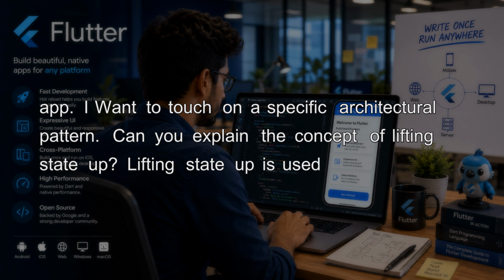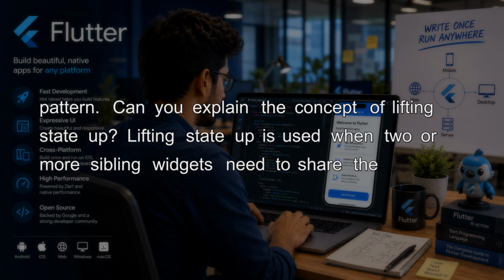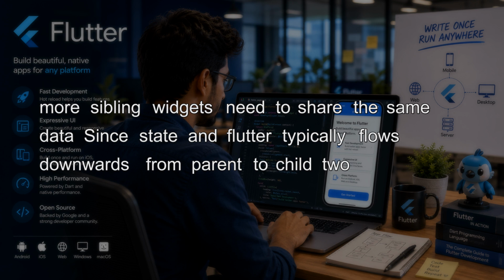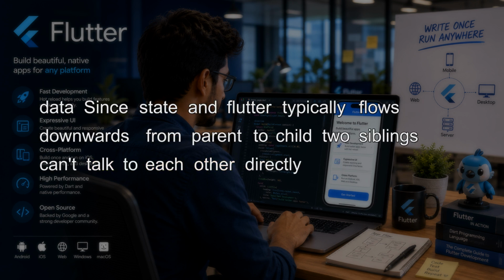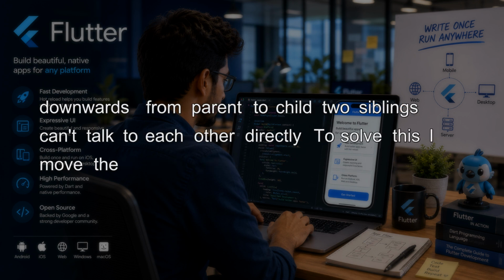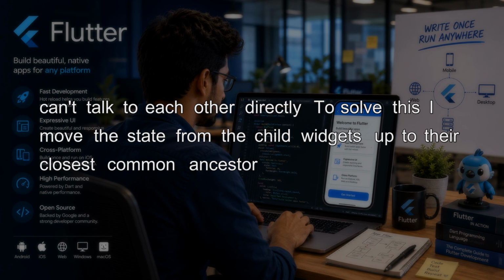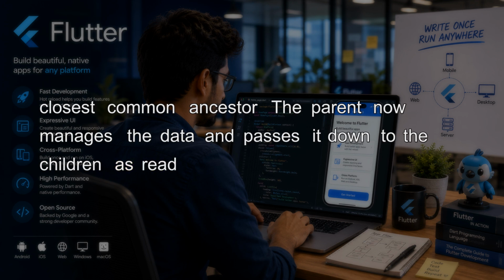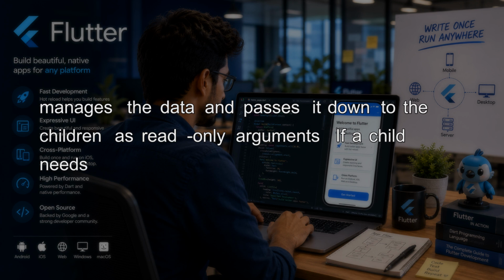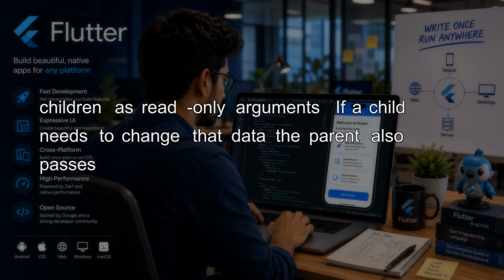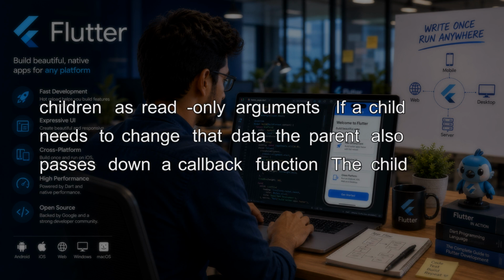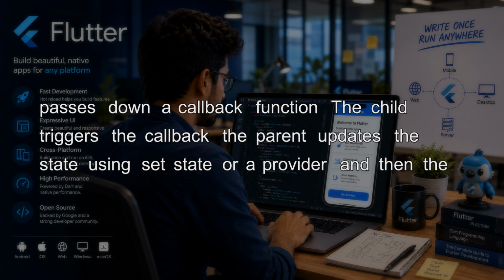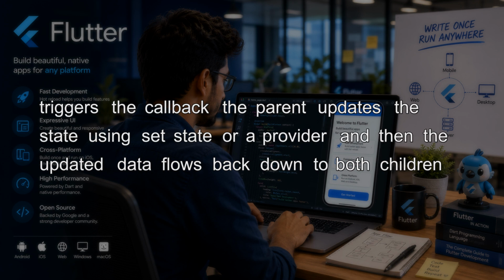Lifting state up is used when two or more sibling widgets need to share the same data. Since state in Flutter typically flows downwards from parent to child, two siblings can't talk to each other directly. To solve this, I move the state from the child widgets up to their closest common ancestor. The parent now manages the data and passes it down to the children as read-only arguments. If a child needs to change that data, the parent also passes down a callback function. The child triggers the callback, the parent updates the state using setState or a provider, and then the updated data flows back down to both children.